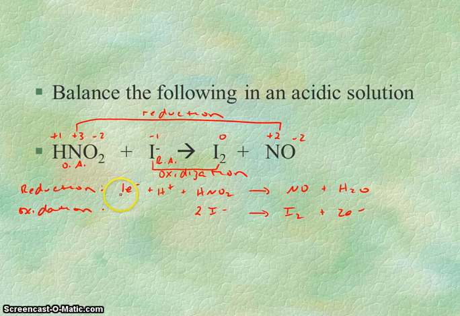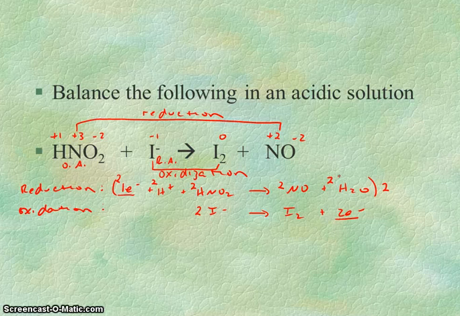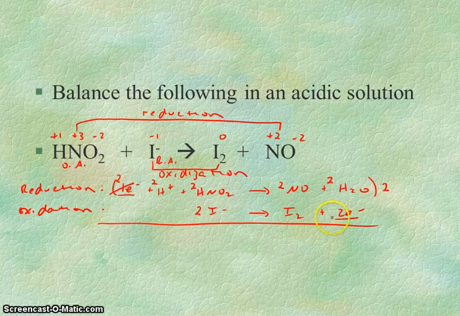Now, when we look at electrons gained and electrons lost, they're not equal in this particular reaction. So we're going to have to multiply our reduction half reaction by 2. Everything in that half reaction needs to be multiplied by 2. So this is going to become a 2, a 2, a 2, a 2, and a 2. Now we're going to add everything together. And what we're going to notice is that our electrons gained equal our electrons lost, which is what we wanted.